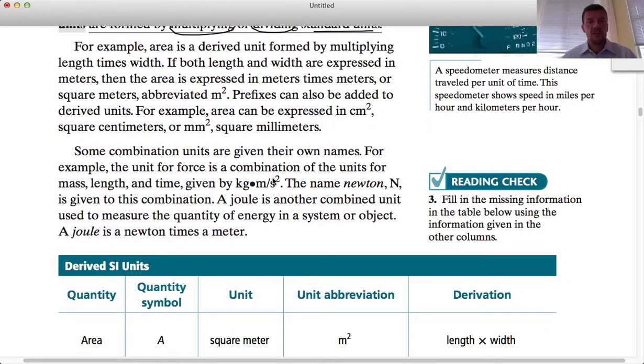Here's another one. A Newton. A Newton is used for force, and the units for a Newton are kilogram meters. You take kilograms, mass, times distance, divided by time squared, in this case second squared. So it's kilogram meters divided by second squared. There are 4 different SI units involved there. That's a derived unit. Okay?